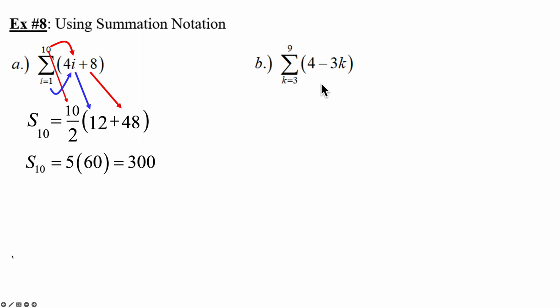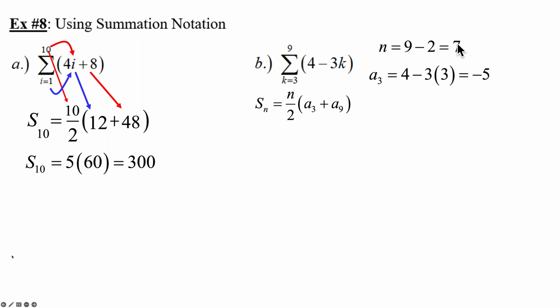Over here might be a little more difficult because you're not starting at 1. So to revamp this one, your first term is a sub 3 plus a sub 9. Now the 9 is not going to be your n because we don't have the first term and the second term. So 9 minus 2 is 7, that's my n.